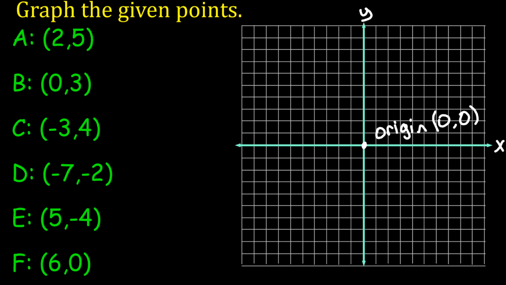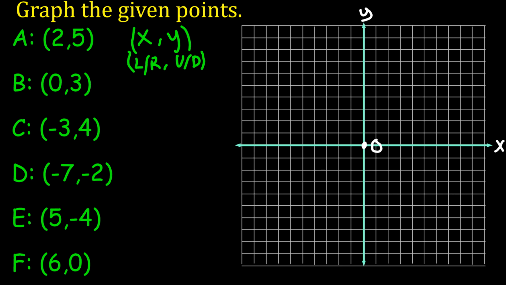I'm going to erase this so it's out of our way. Instead of writing the word origin, I'll just put an O there for origin. If we look over at these points, (2, 5) would be our first point. It's always x as the first number, and then y as the second number. The first number tells you to go left or right. The second number tells you to go up or down.